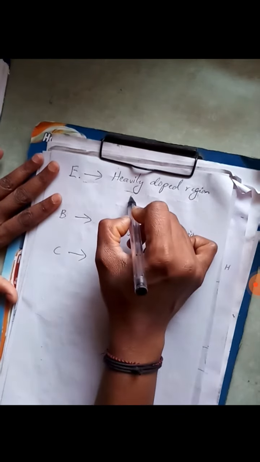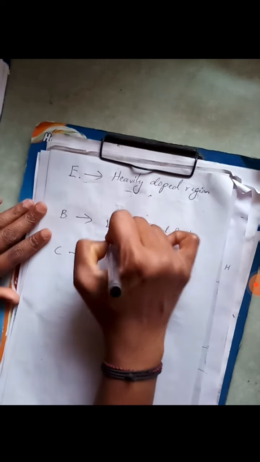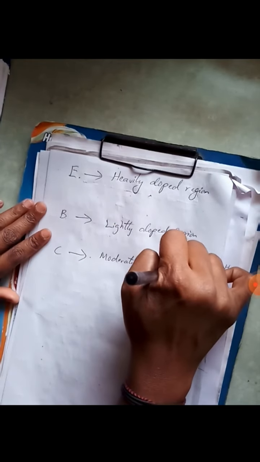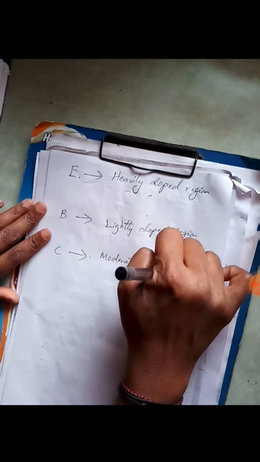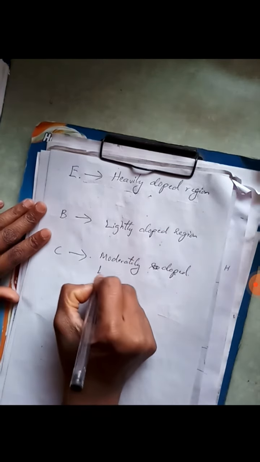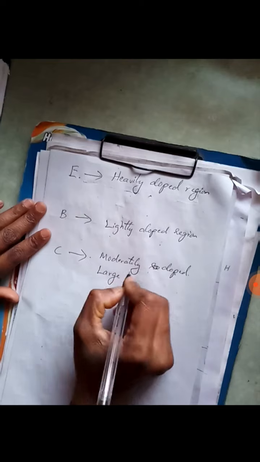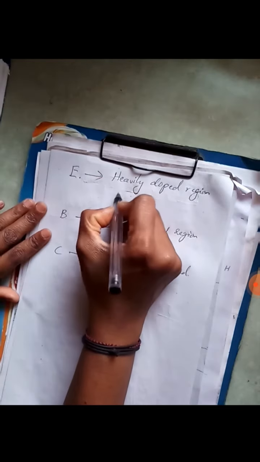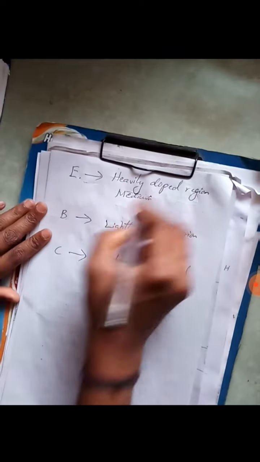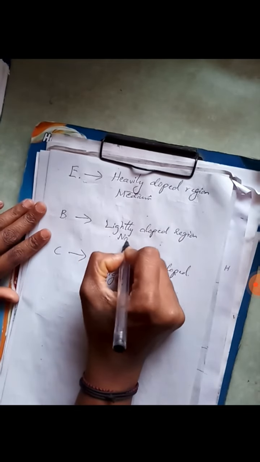Emitter is a layer which is heavily doped, base is a layer which is lightly doped, and collector is a layer which is moderately doped. Coming to the physical size of these three terminals, collector size is very large. The physical dimension of collector is large, emitter is medium in size, and base is narrow in size.